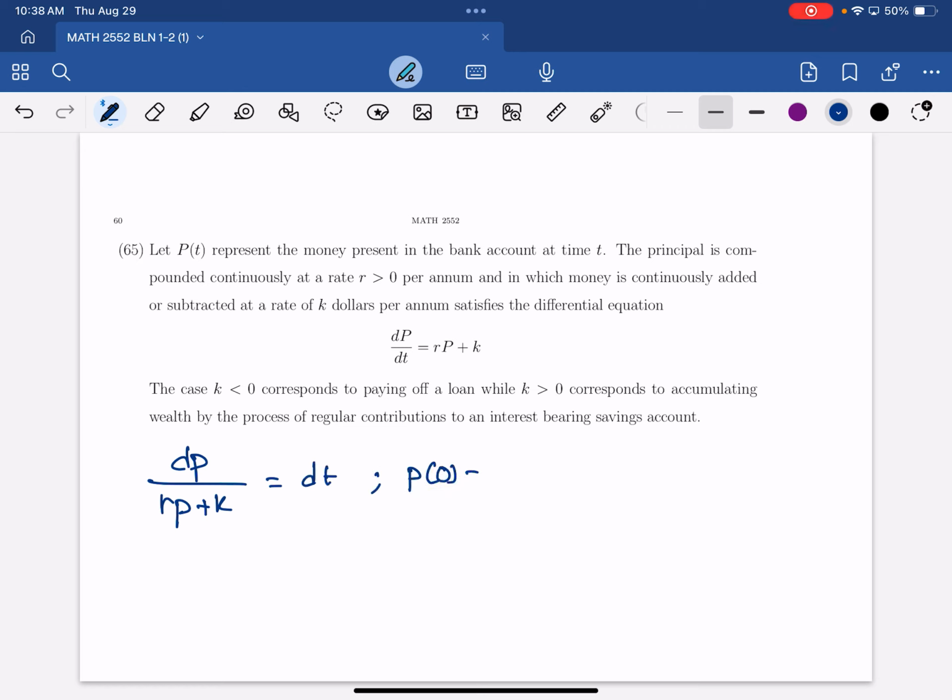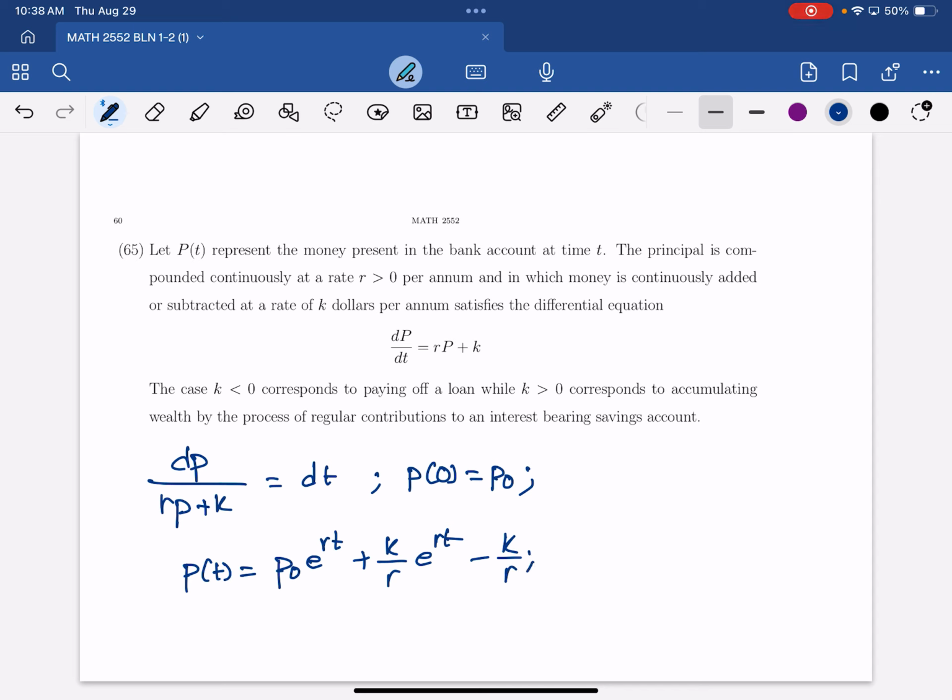So what method can I use to find the solution? Method of integrating factor or variable separable or both? I can use both, but variable separable works fine. So can I safely assume that you will carry it out and do it on your own at your free time? Is that okay to say that? Yes, thank you. So then my solution would be something like P naught e to the Rt plus K over R e to the Rt minus K over R.